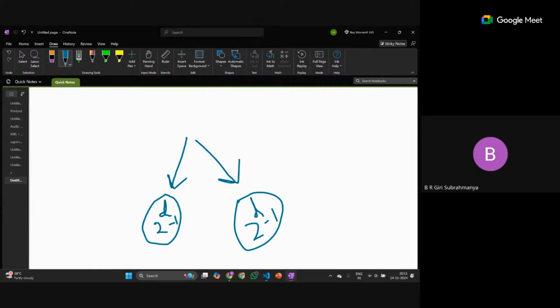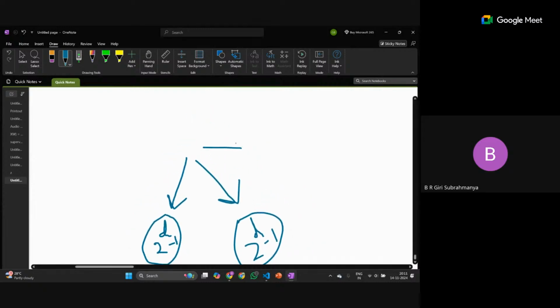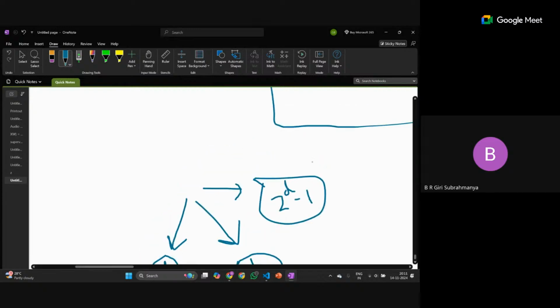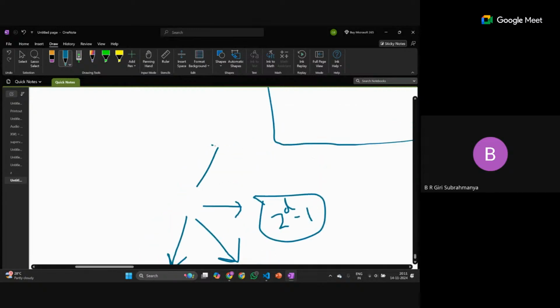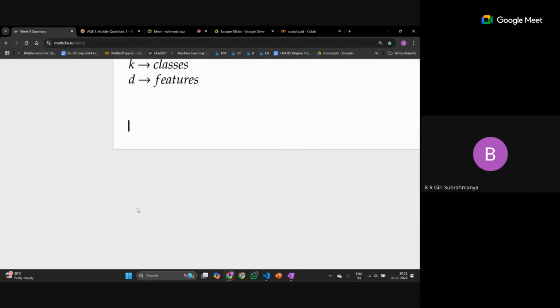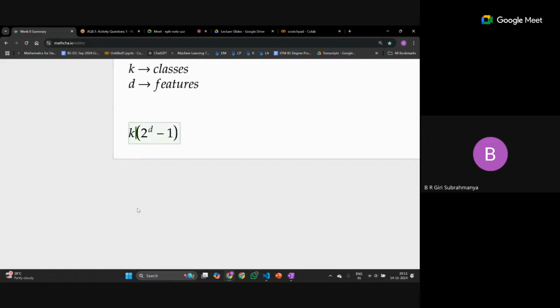Okay. Now you have k things. So this is the first arrow, this is the second arrow. Now for the third arrow, again you will have 2 power D minus 1. So like this, dot dot dot, you will have k arrows. So one thing that you have to do is 2 power D minus 1 into k. That is one thing.